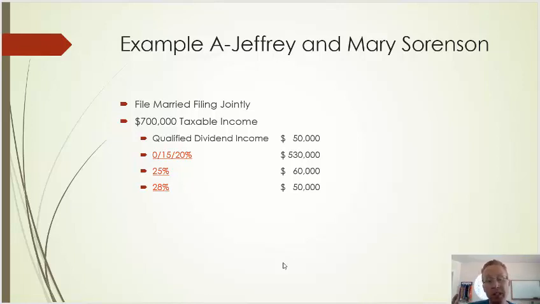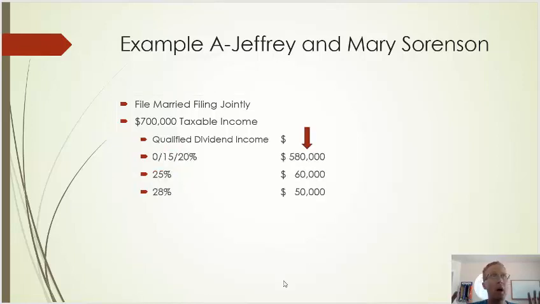Remember, QDI is long-term capital gain tax rate. So really, I've got 580. If I want to say it, I've got 580 of 0, 15, 20 because I'm going to combine those two. I have 60,000 of 25 and 50,000 of 28. We're not going to, for today, go into how I got those calculated, but these are my numbers.